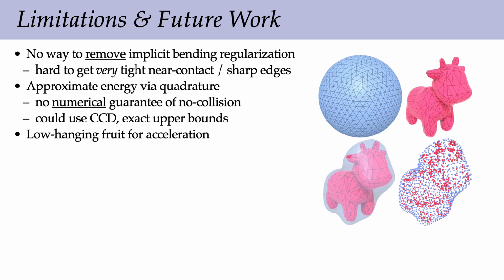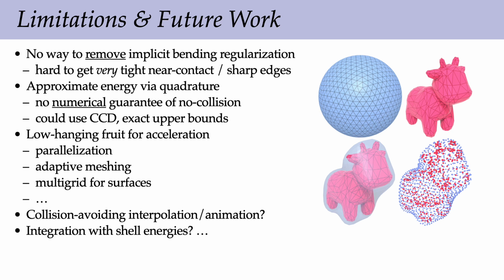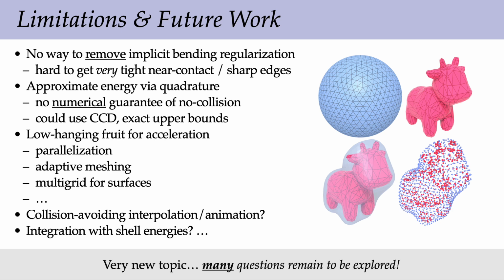There are a lot more opportunities for acceleration, like parallelization and adaptive meshing, maybe doing multi-resolution on surfaces and so forth. More broadly, there are so many questions that we'd like to answer. For instance, how do you interpolate between two shapes in a collision-avoiding way rather than just minimizing energy? How might you incorporate an elastic shell energy to retain more memory of the original shape? And so on and so forth. So in general, this is a very new topic for visual computing with lots of questions to still explore along many different axes. And so I hope I've inspired you to think about some of those questions.